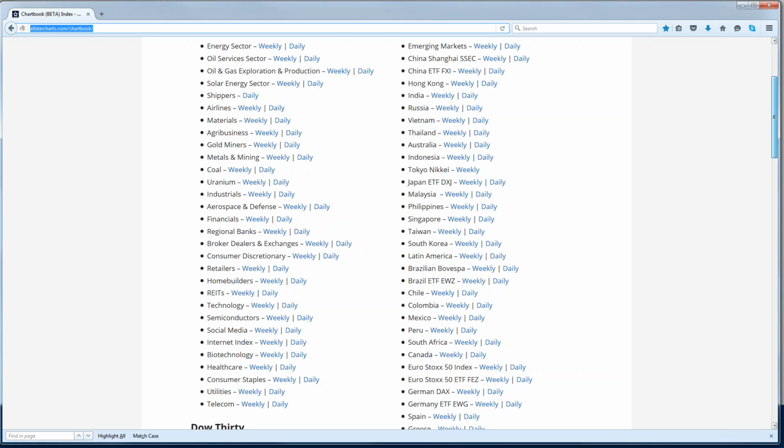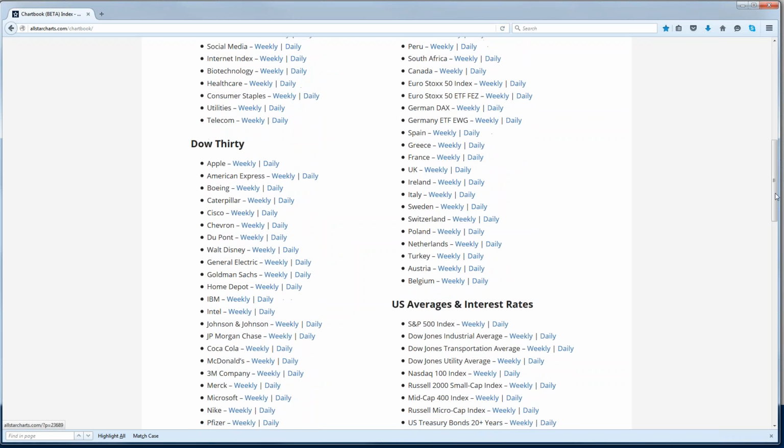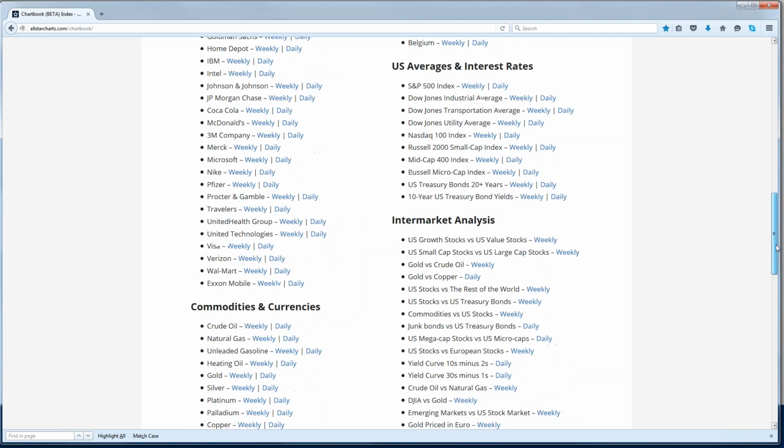And then also not only at the top 10 sectors, but the subsectors as well. So for example, in financials, you have weekly and daily time frames, but then you also have regional banks and broker dealers. In consumer discretionaries, you have weekly and daily, but then you have retailers and home builders. So then you have the Dow 30 components. I find that extremely valuable.